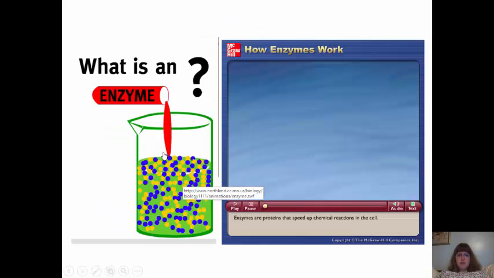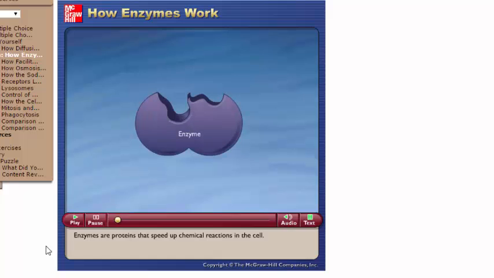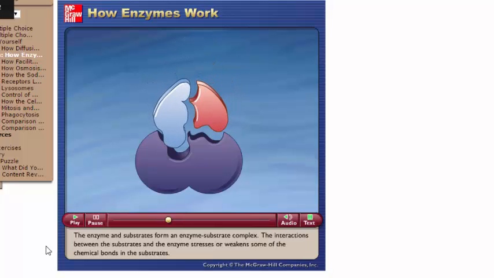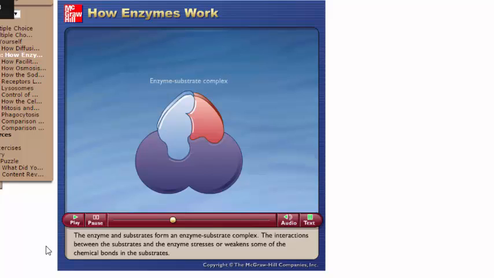So we're going to look at what is an enzyme. Enzymes are proteins that speed up chemical reactions in the cell. A special region on the enzyme, called the active site, has a shape that fits with specific substrate molecules. An enzyme works by binding to one or more specific molecules called reactants or substrates. Binding occurs at the active site. The enzyme and substrates form an enzyme-substrate complex.